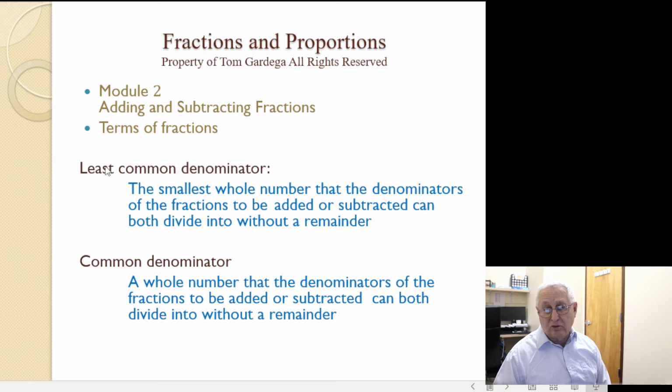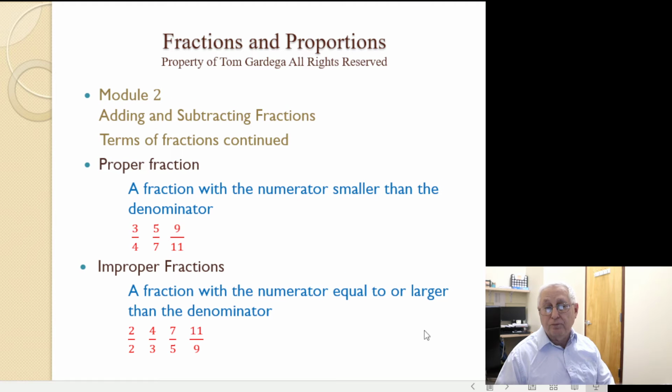Some definitions. Least common denominator: the smallest whole number that the denominators of the fractions to be added or subtracted can be divided into without a remainder. A common denominator is a whole number that the denominators of the fractions to be added or subtracted can both divide into without a remainder. These would be equivalent fractions, not necessarily the lowest common denominator.